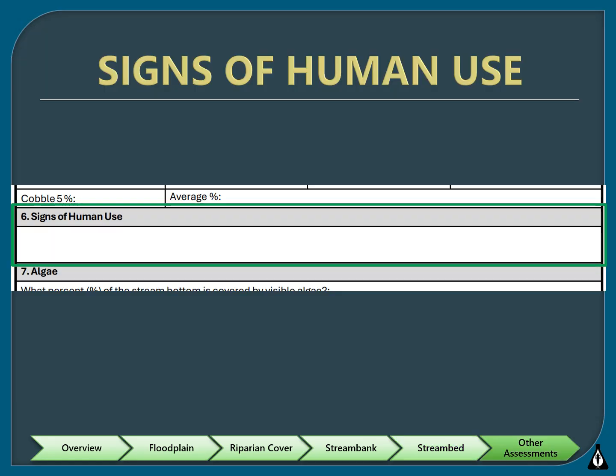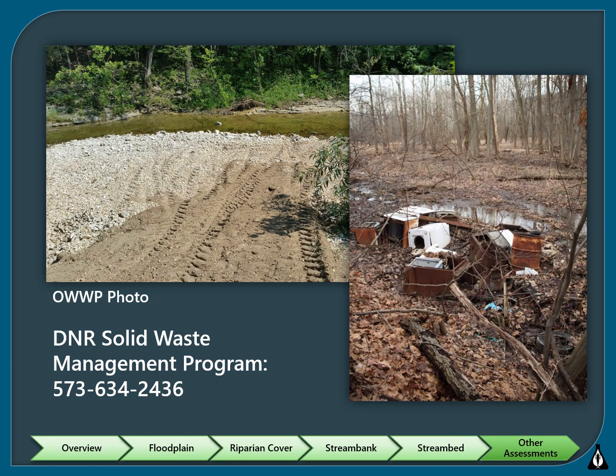The next section of the datasheet is signs of human use. For your site, look around for any evidence of how people are using the area. Some examples include campfires, litter, fishing tackle, ATV tracks, horse trails, etc. In the image on the left at Rorke Creek, we can see ATV tracks, which are an obvious sign of human use. Sometimes you'll come across signs of human use that may need to be reported, like illegal dumping. In such a case, this dumping should be reported to the Missouri Department of Natural Resources Solid Waste Management Program.